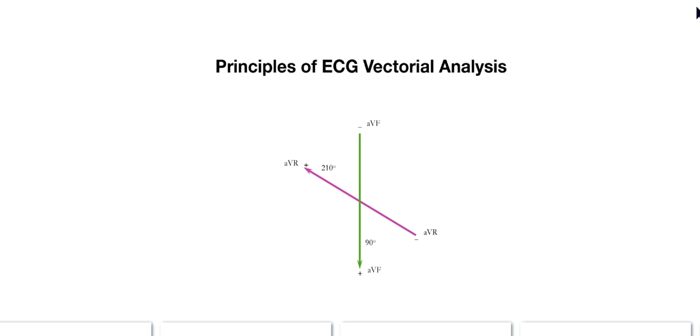AVF goes down to about 90 degrees because that's the positive vector. You would have 270 for where the negative is. AVL would be either negative 30 or 330, depending on if you want positive or negative values. And then the negative 1 would be down another 60 degrees from 90.